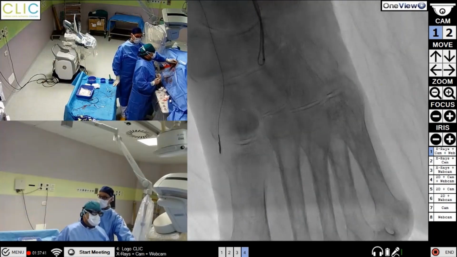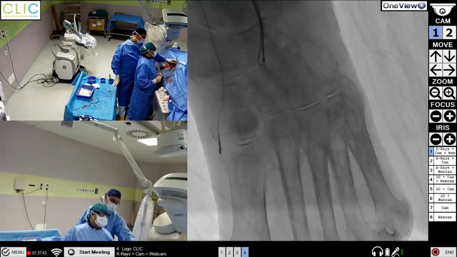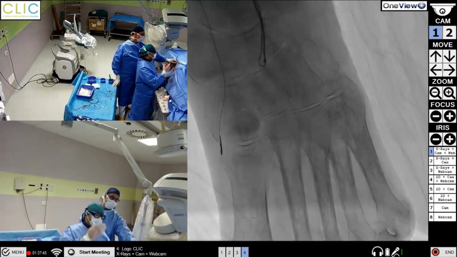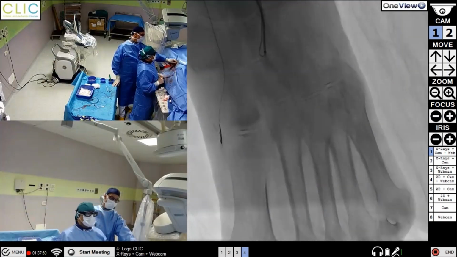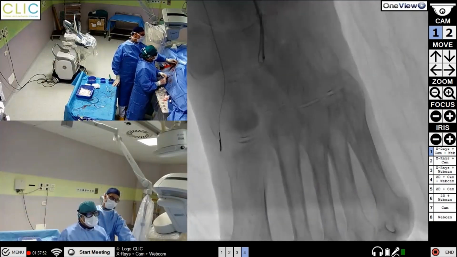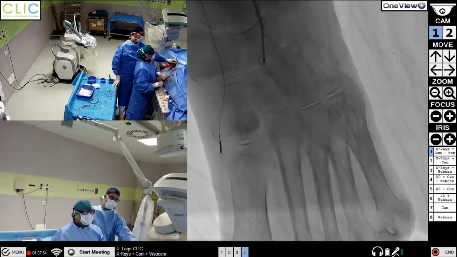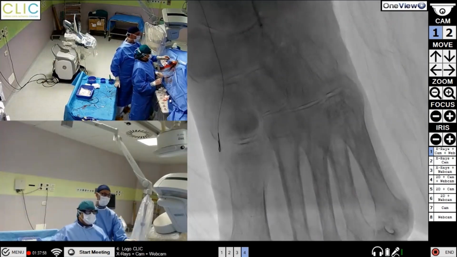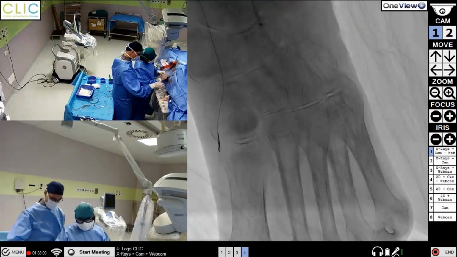You can see the amount of calcium in the arch, but unfortunately, I cannot see the dorsalis pedis, the calcification of the dorsalis pedis. I can show you an angio through the Navicross 35 I have in place. Yes, please.